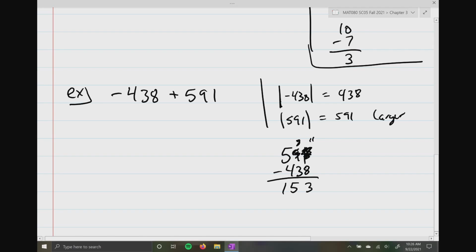Now I've got to worry about the sign. Well, if you labeled correctly, notice that 591 was your larger absolute, and the sign in front of 591 is positive. So your answer is positive 153. Does that make sense? Are we all on the same page? Am I moving too fast? Are we okay?